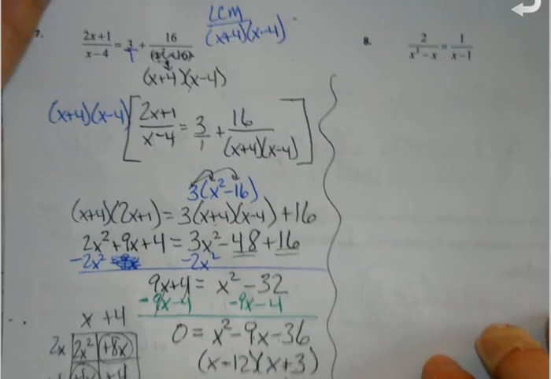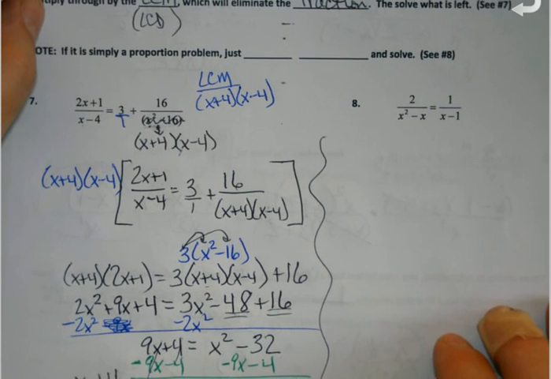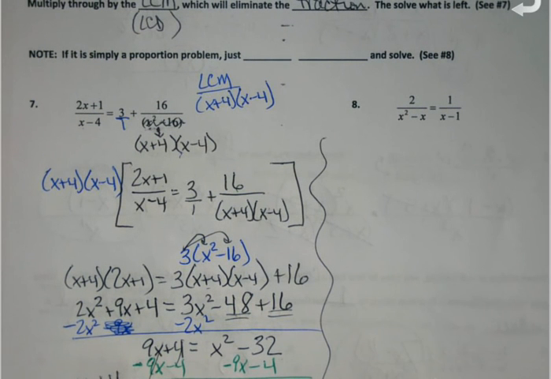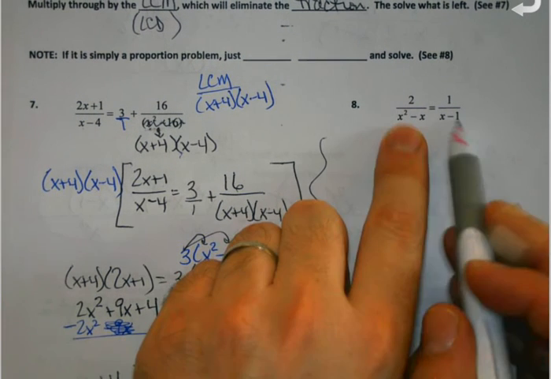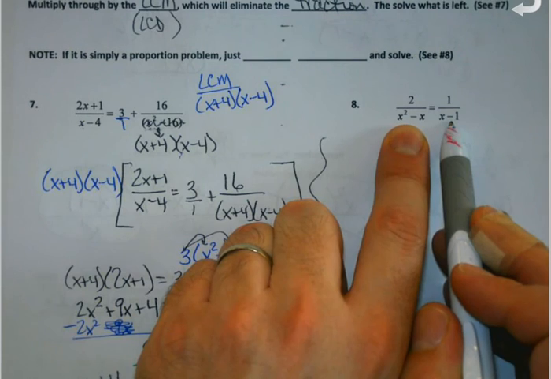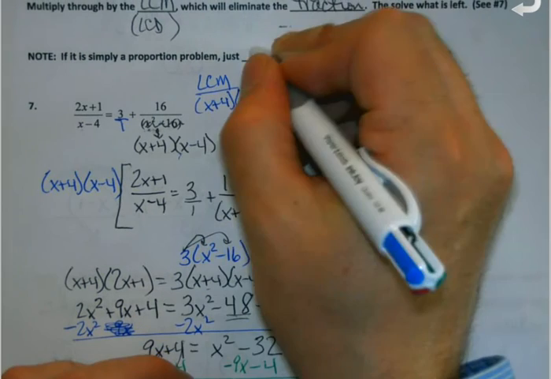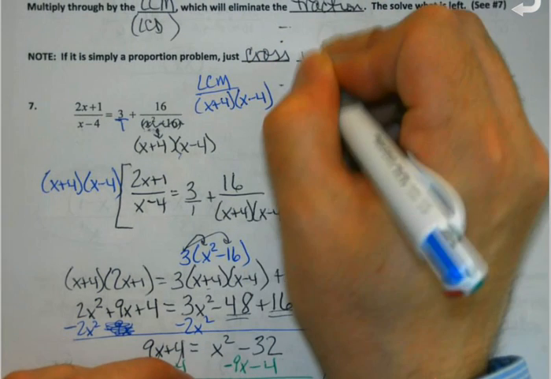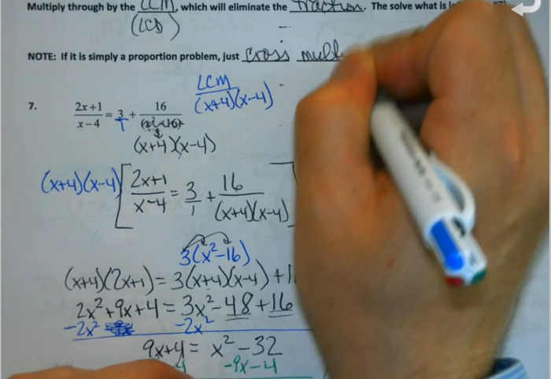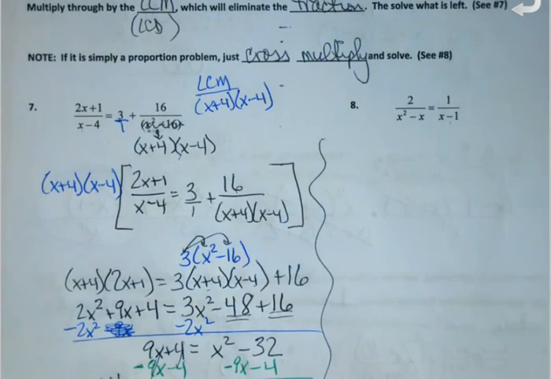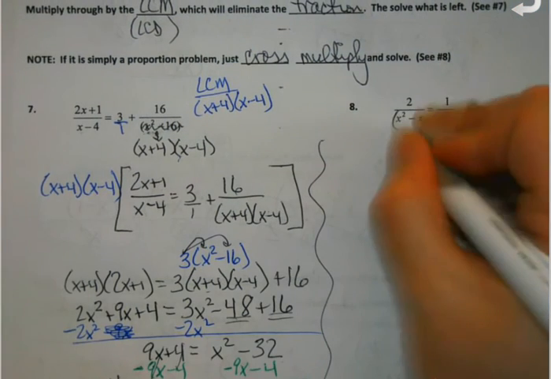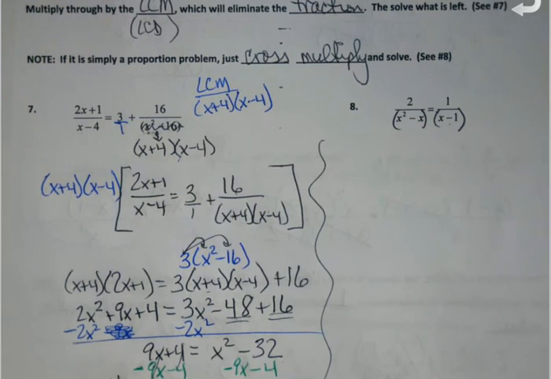Okay, last one on this review. And then the second one, if it's simply a proportion, just a fraction on each side with an equals in the middle. Okay. If that happens, we're just going to cross multiply and solve. Now, before I do that, remember, if I see pluses or minuses, I want parentheses, because otherwise I don't distribute in the right way.